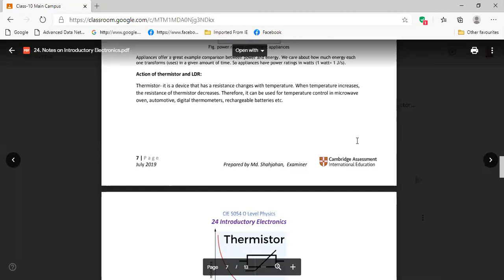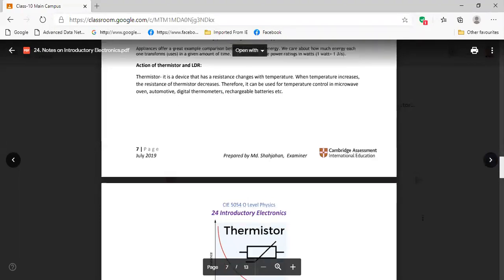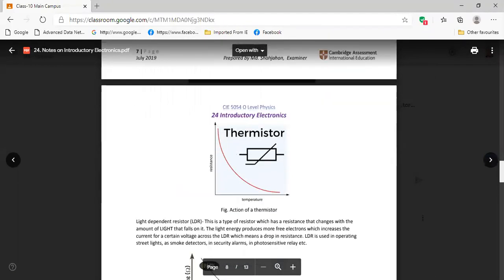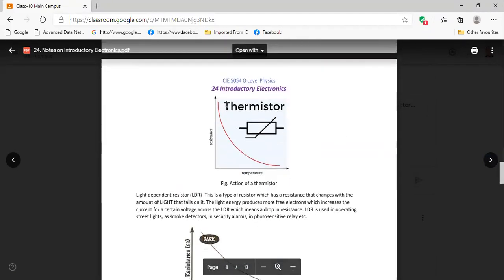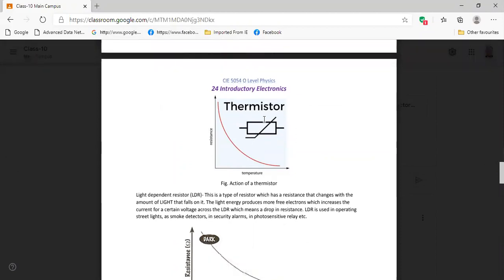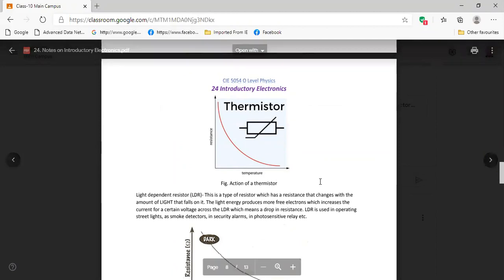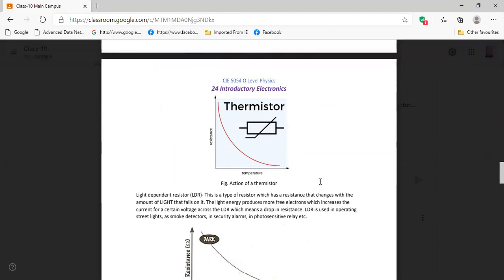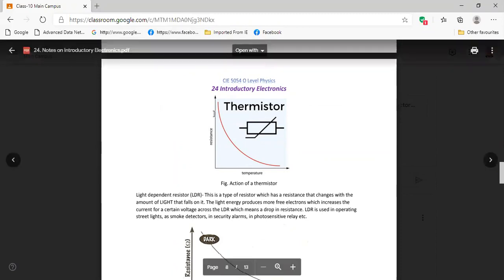Now, thermistor. You wrote this heading, right? Action of thermistor and LDR. Then you draw this diagram only. Draw this symbol and draw this graph. This graph is showing us that with increasing temperature, the resistance of the thermistor is decreasing. So everything is coming here.